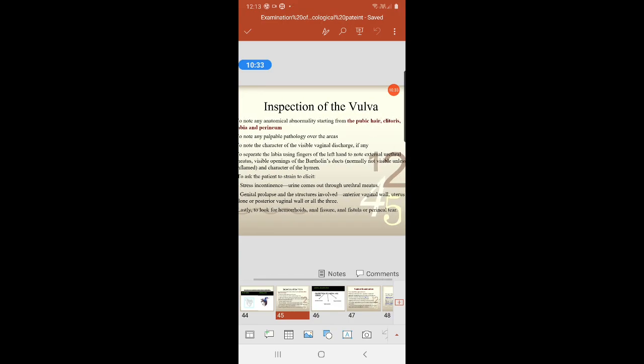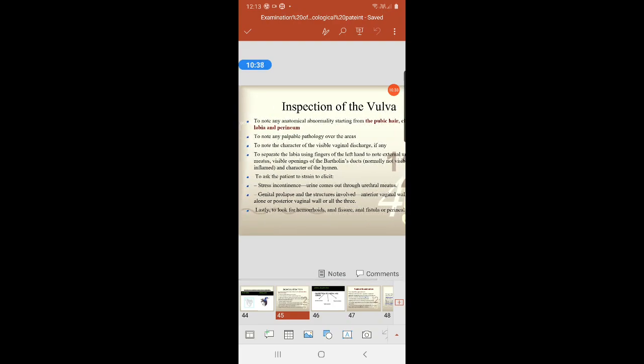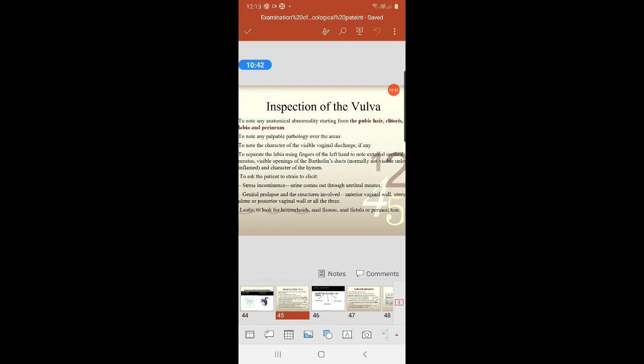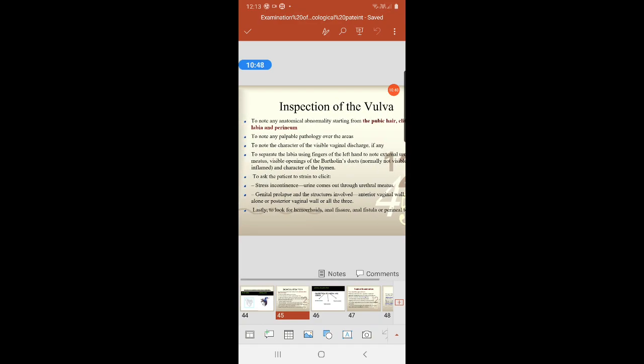Then lastly, look for hemorrhoids, anal fissure, fistula or perineal tear. We can look for hemorrhoids, whether piles are present or not, whether an anal fissure is there or not, and whether any perineal tears are there. So all these points we can elicit only by the method of inspection.